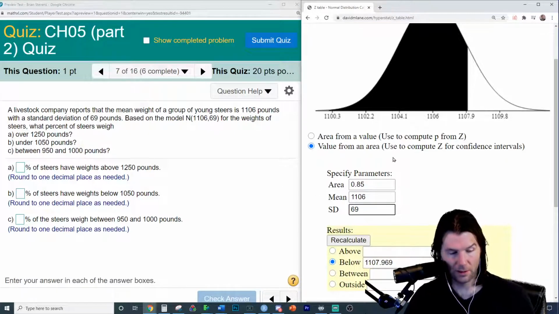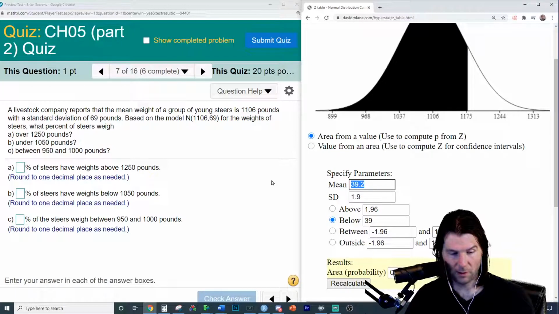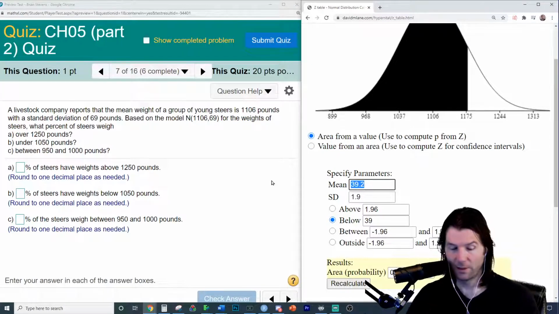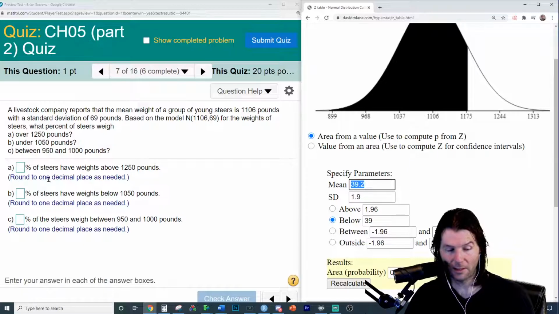There's the mean. There's the standard deviation. And we actually need the first one. Oh, no, because we're getting values. We're going to take these values and get the area, because the area is the question. So area from a value.